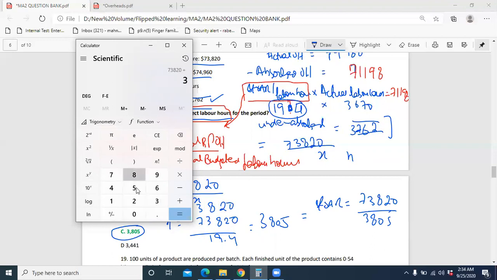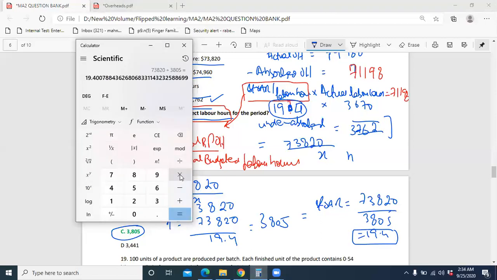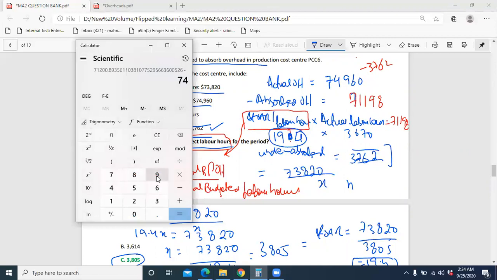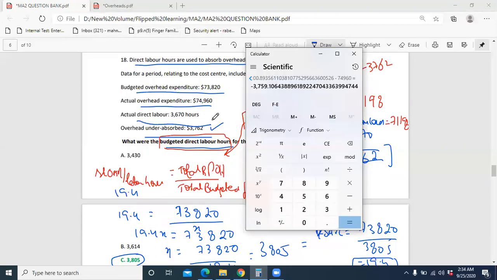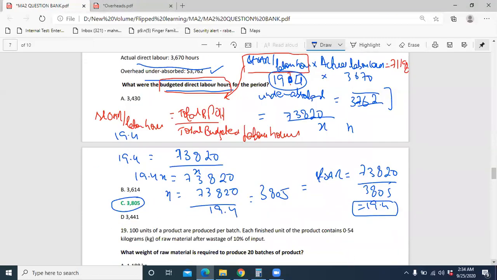73820 divided by 3805. Yeah, that is 19.4. Okay, so 19.4 was the standard rate, and actual labor hours were 3670. Absorbed overhead was 71200. Yeah, a little rounding difference. And actual overheads were 74960. And you actually under absorbed by this amount. A little rounding difference. So, okay, at times you are required to work back your answer.